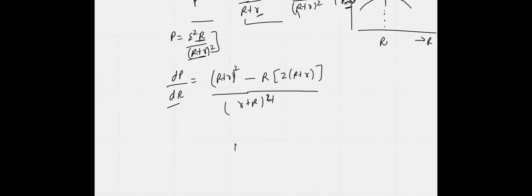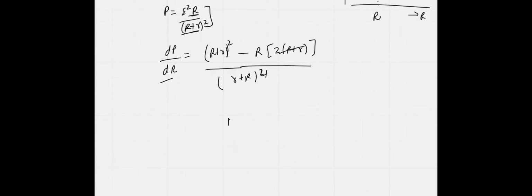R plus r is a very common factor, so it will cancel out. What we get is (R plus r) minus 2R, which is equal to 0, because the whole numerator is 0. If you do this, you get R is equal to small r. It means when your external resistance equals the internal resistance, then the power consumed by the external resistance is maximum.